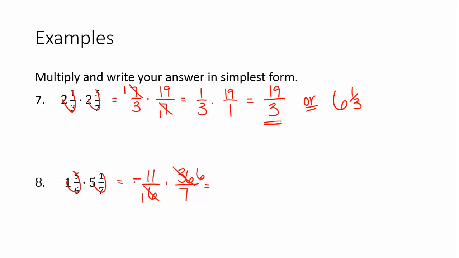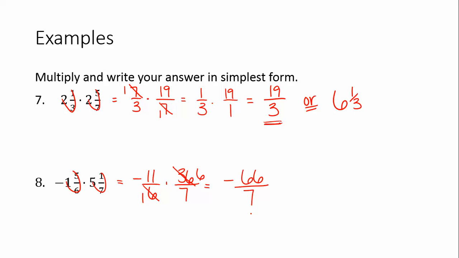Notice again we have a negative times a positive, so our answer is going to be a negative 66/7. Again, it's an improper fraction. We look at 66, we determine that it's not divisible by 7, so we know that we can't reduce the fraction. This answer is acceptable, but again, you can change it back to a mixed number if you like.